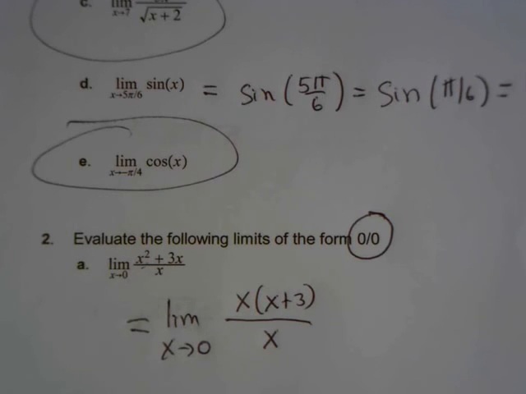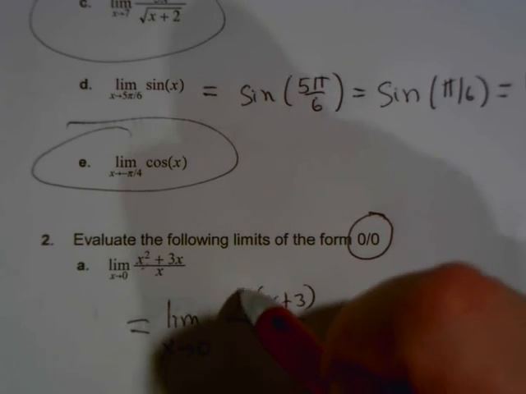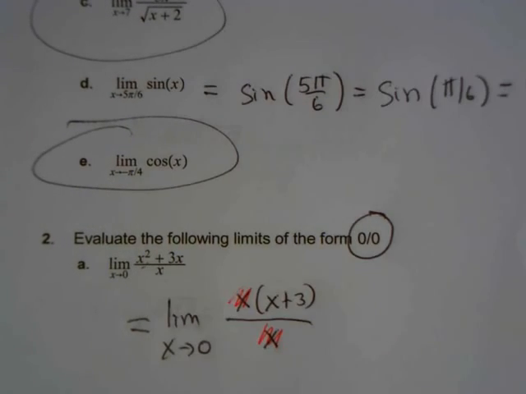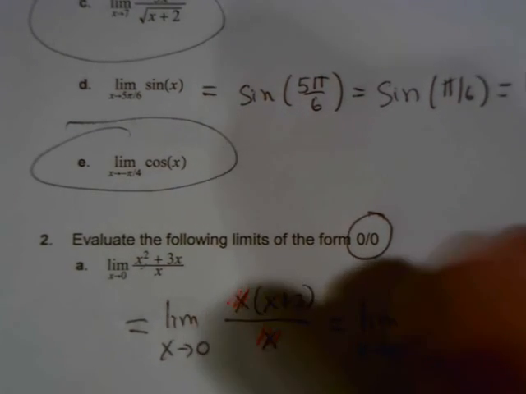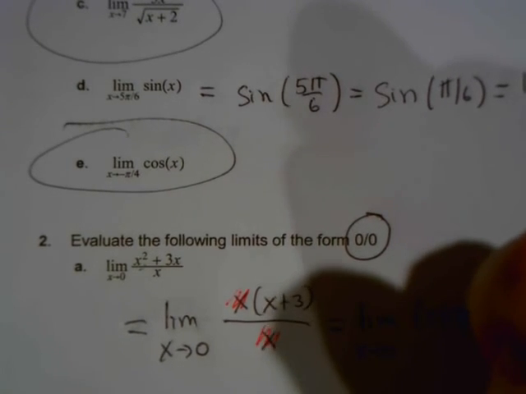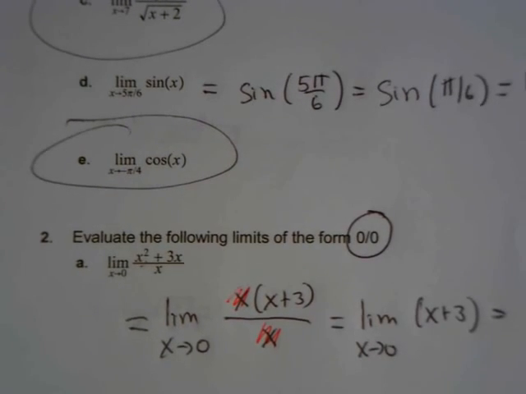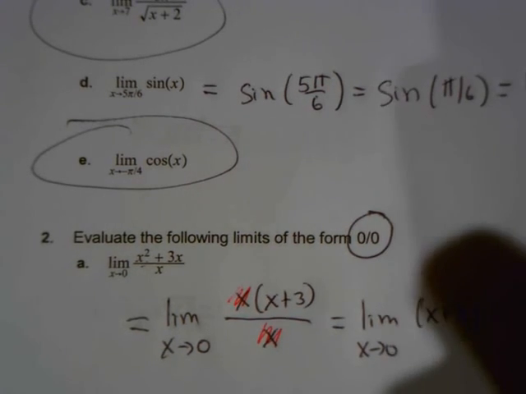And then a wonderful thing happens. The wonderful thing that happens is those x's cancel out. And I now have the limit as x goes to 0 of x plus 3. And now I have a function where I can plug 0 in. When I plug 0 in, I get 0 plus 3, which is 3.